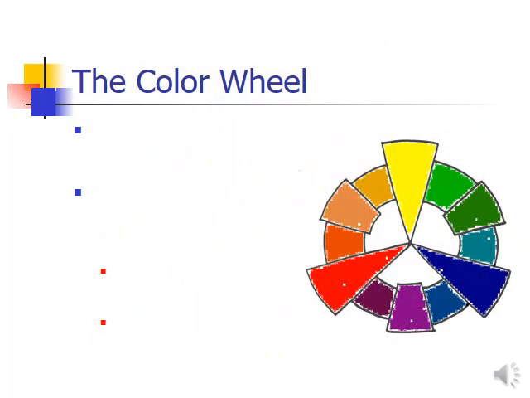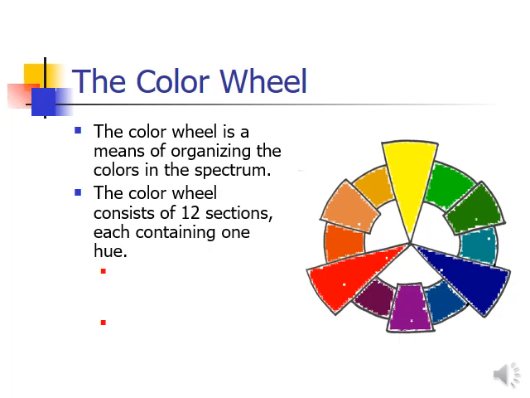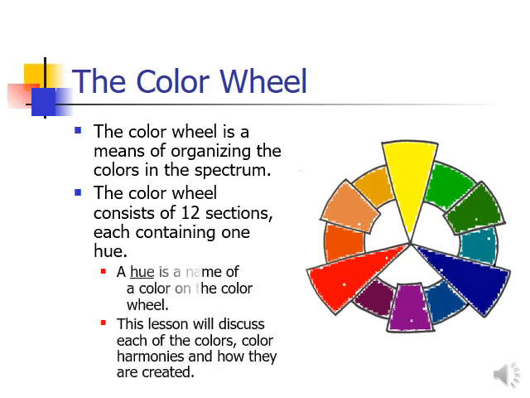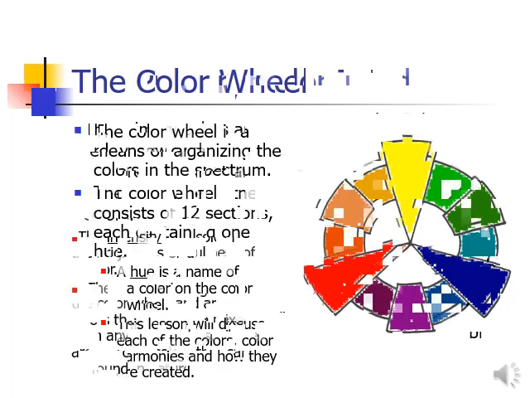This is the color wheel. The color wheel is a means of organizing the colors in the spectrum. The color wheel consists of 12 sections, each containing one hue. So a hue is the name of a color on the color wheel. This lesson will discuss each of the color harmonies and how they are created.